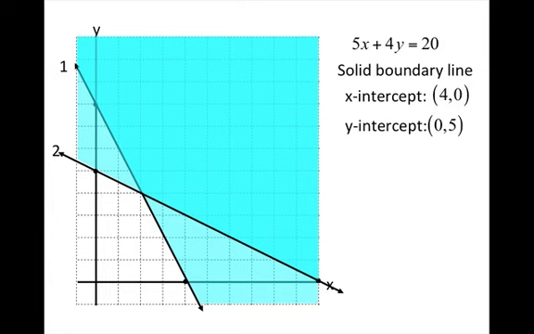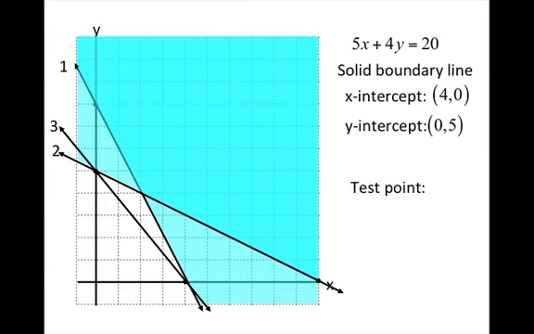Now graph your third boundary line, the 5x plus 4y equals 20. It's a solid boundary line also. The x-intercept was (4, 0), and the y-intercept was (0, 5). And then draw a solid boundary line through those. Since this is your third boundary line, label it with a 3.